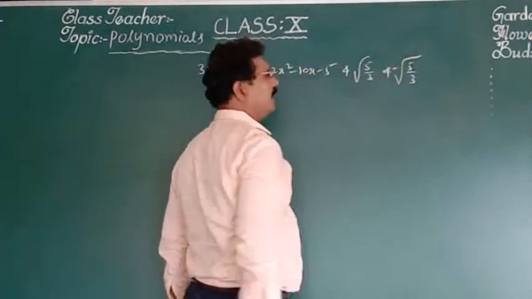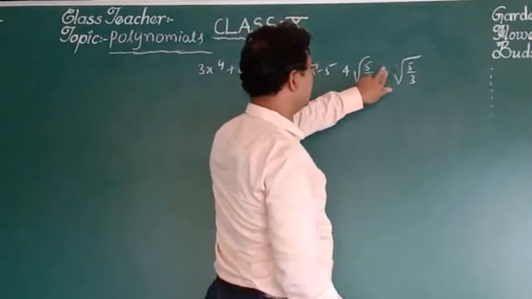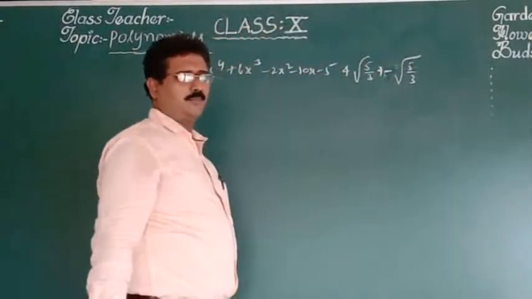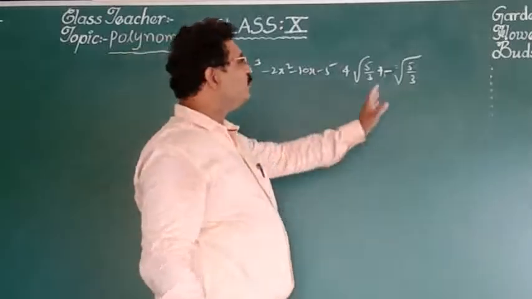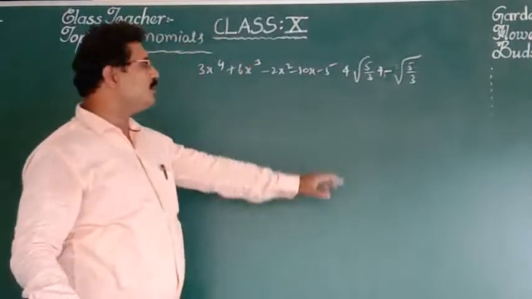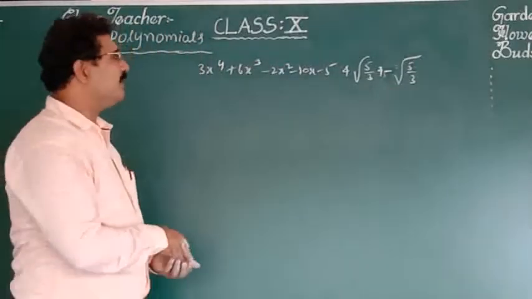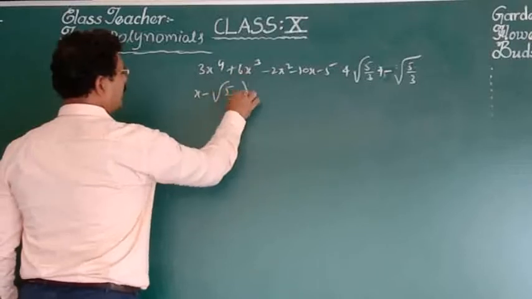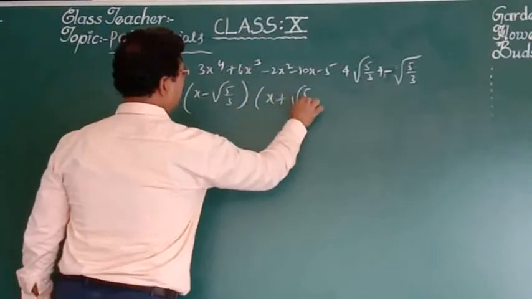Root 5 by 3 and minus root 5 by 3. It's minus outside, children. So in the same way, since the given two zeros are root 5 by 3 and minus root 5 by 3, we divide with x minus root 5 by 3 into x plus root 5 by 3.